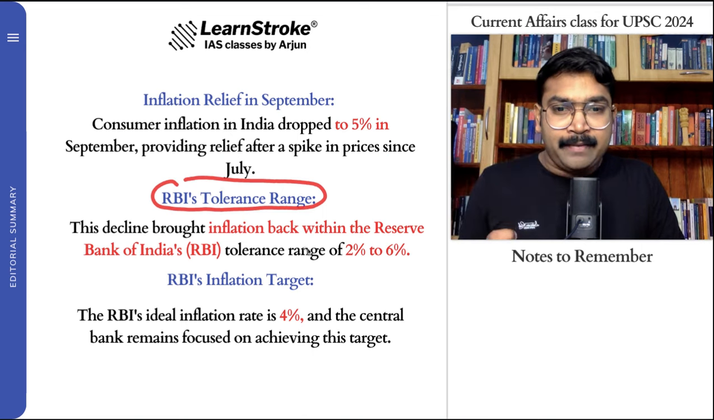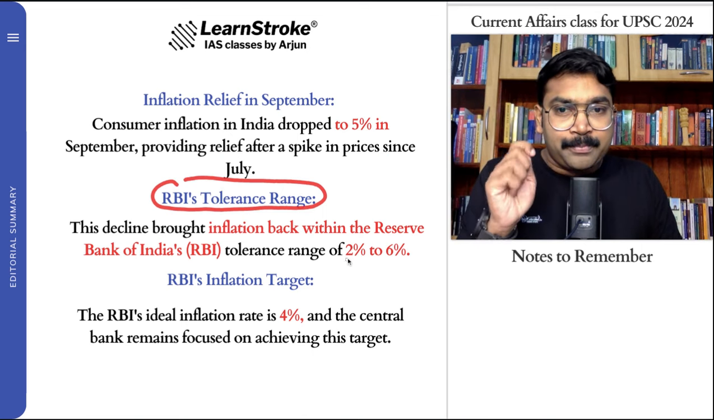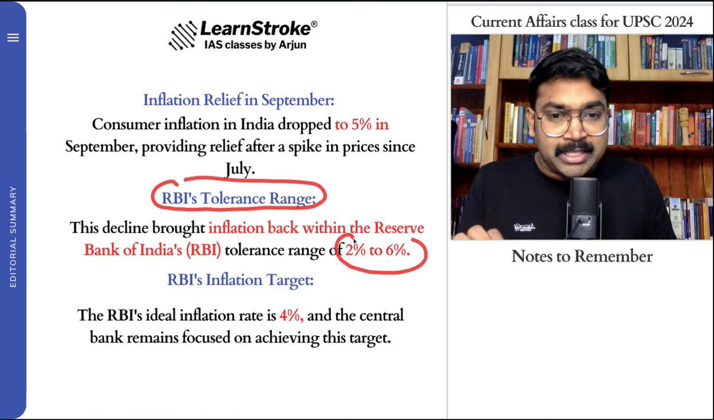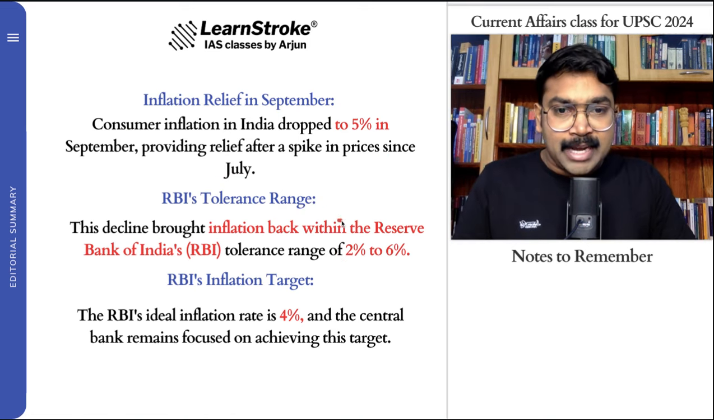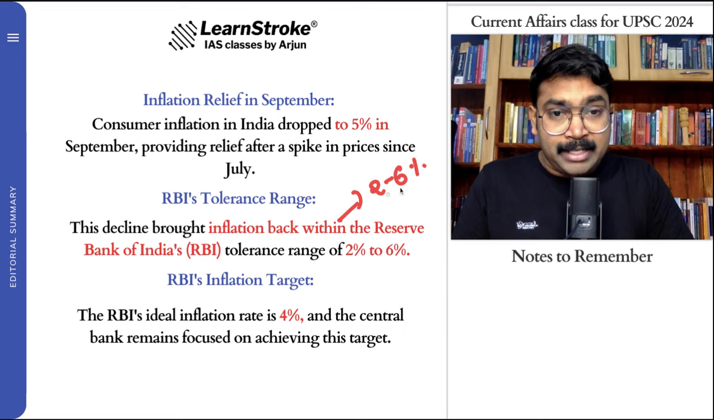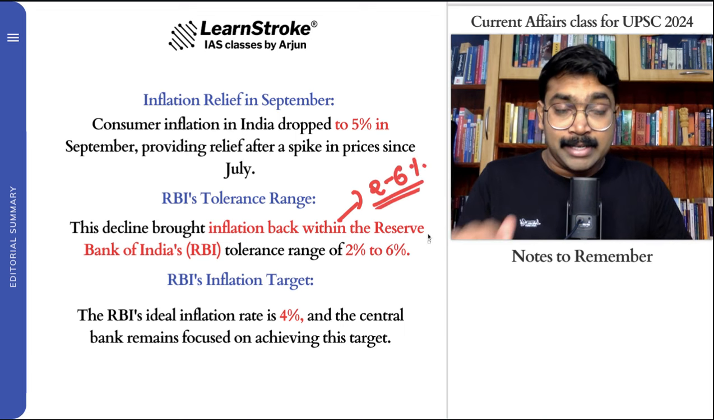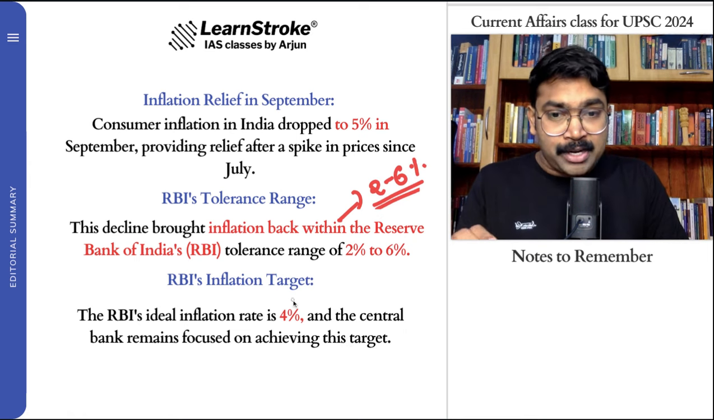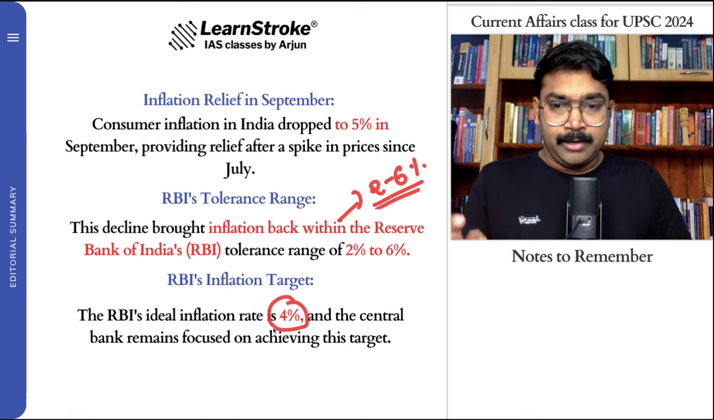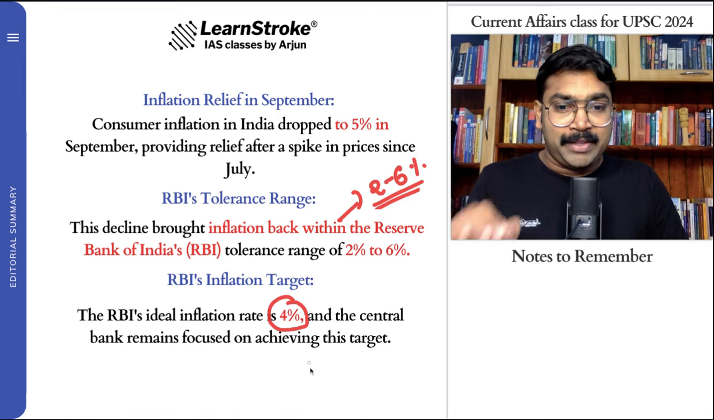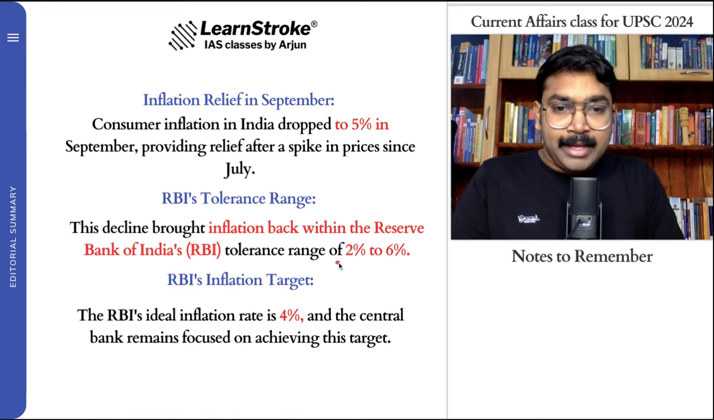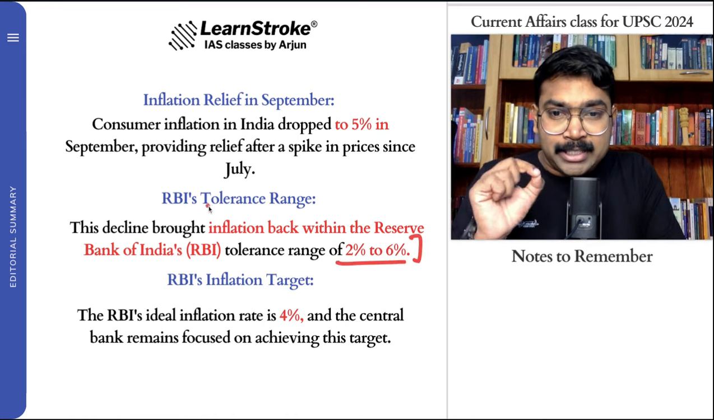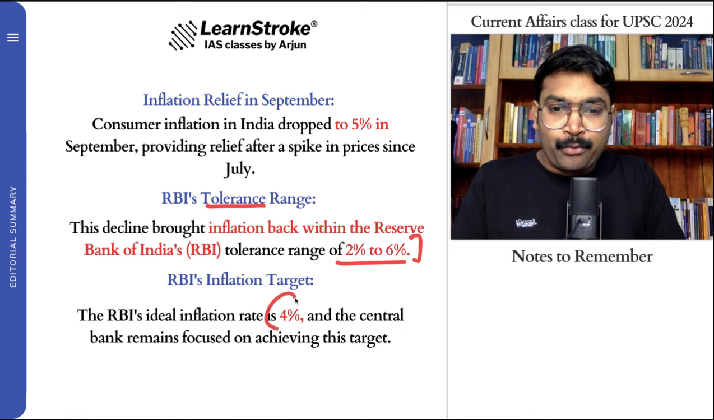The RBI believes that inflation should be within the range of 2 to 6%. If it is actually between 2 and 6%, it is really good. The RBI's ideal inflation rate is 4%, and the central bank remains focused on achieving this target. So 2 to 6% is a tolerable range, and 4% is really good.